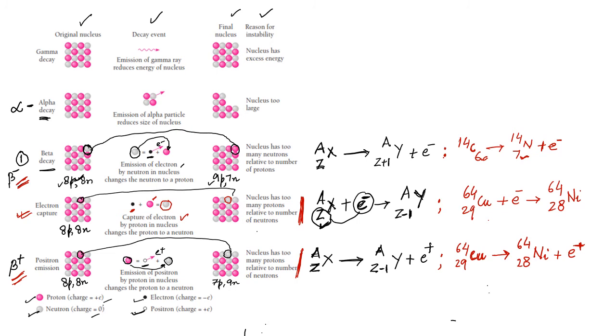This is my alpha decay process. What happens in this? What is an alpha particle? An alpha particle is basically a helium nucleus, which has two protons and two neutrons. Okay, so this is my alpha particle, which has two protons and two neutrons.